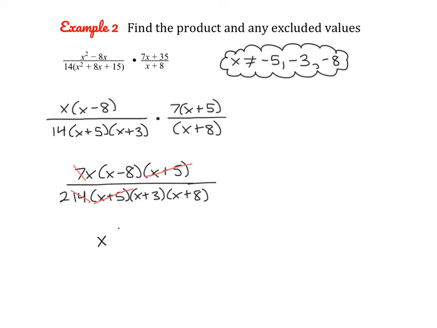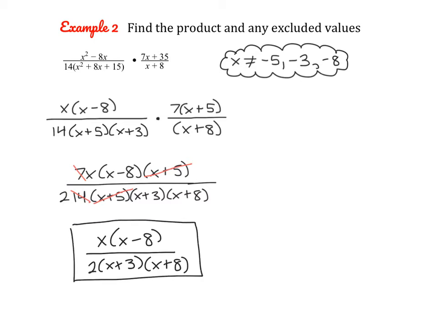So in the numerator, we have x times (x minus 8). And in our denominator, we have 2 times (x plus 3) times (x plus 8). And again, all of our excluded values are listed up here, which we should always do before we start canceling out any common factors.